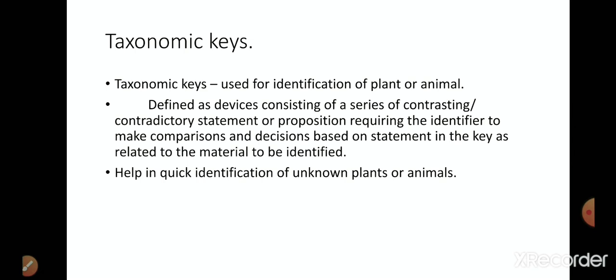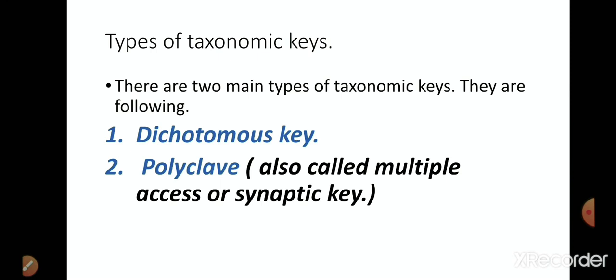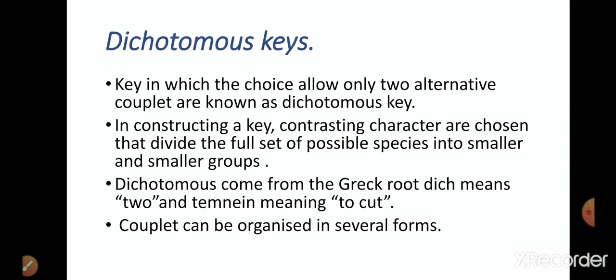This taxonomic key has two types: the dichotomous key, and the second one is the polyclave. Polyclave is also called multiple access or synoptic key. First of all, we talk about the dichotomous key. A key in which the choice allows only two alternatives, called a couplet, is known as a dichotomous key.